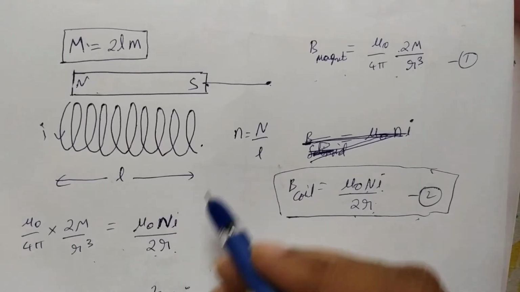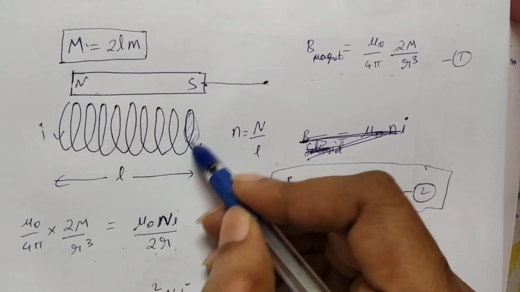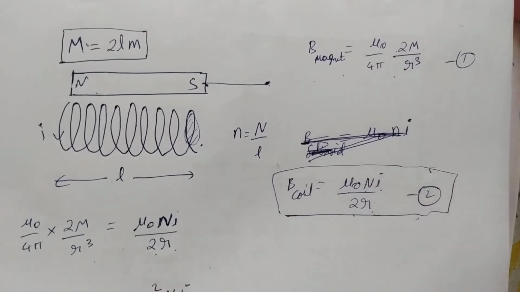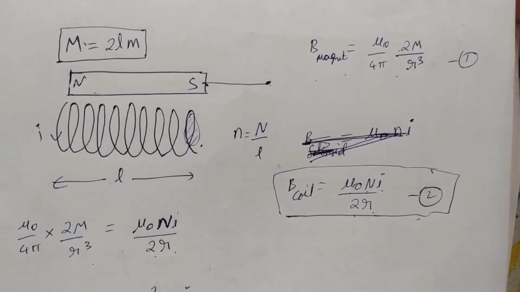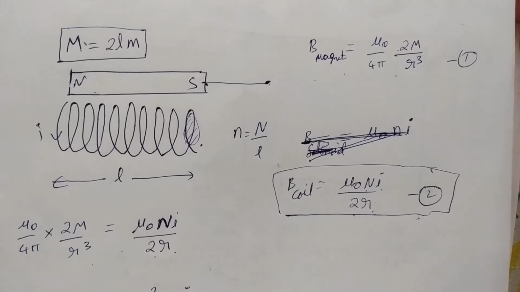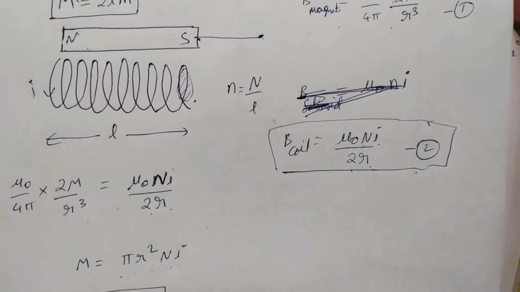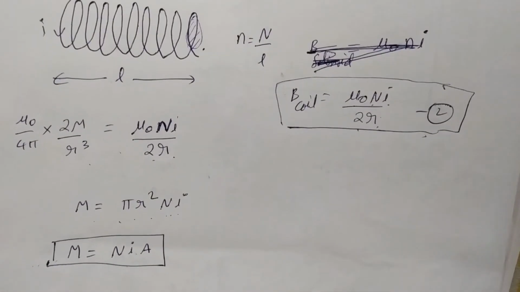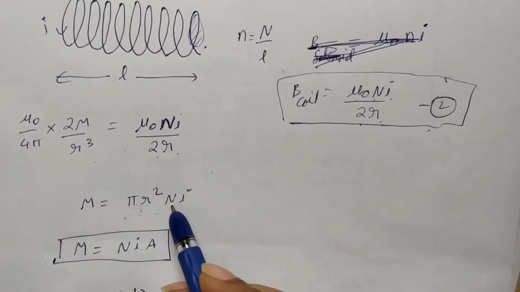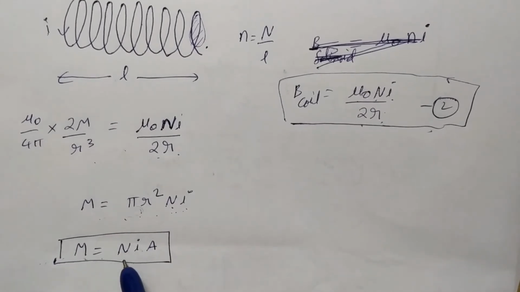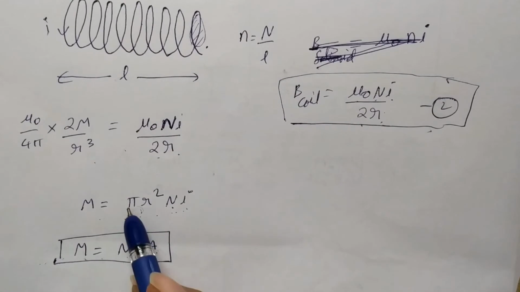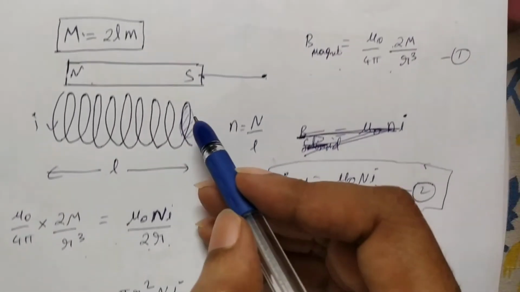What is pi r square? Area of the coil, the face area of the coil. N is the number of turns in the coil. I is the current carrying. So the magnetic moment of a current carrying coil we can write as pi r square, area, and number of turns into I. So magnetic moment M is equal to NIA we can write. A is pi r square, that is the area of the coil here.